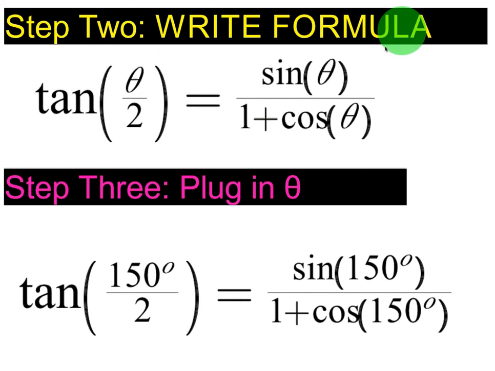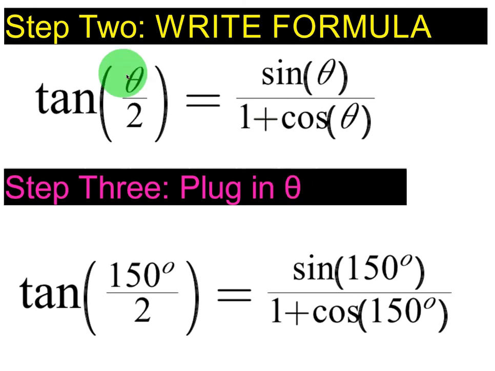Step 2 is to write out the formula. Here is our formula for tangent of theta over 2. It's part of the formulas we learned for half angles. You could use either one. There's two different formulas for tangent. I'm going to use the one with sine of theta on the top and 1 plus cosine of theta on the bottom.